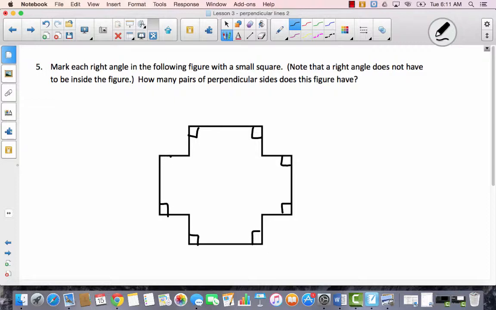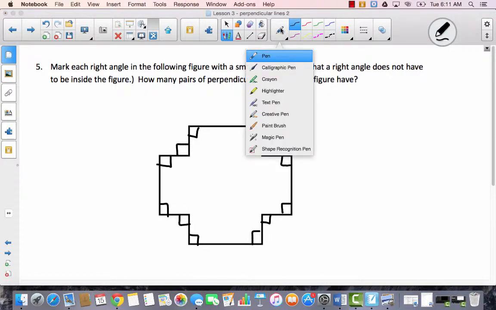Then I'm going to look at the right angles that are on the outside. This is a right angle, this is a right angle, and this is a right angle, and this is a right angle, okay? Now I want you to mark all the perpendicular sides that you can find and then come back, okay? All right, so hopefully you marked them, and I'm going to go through and mark them too.